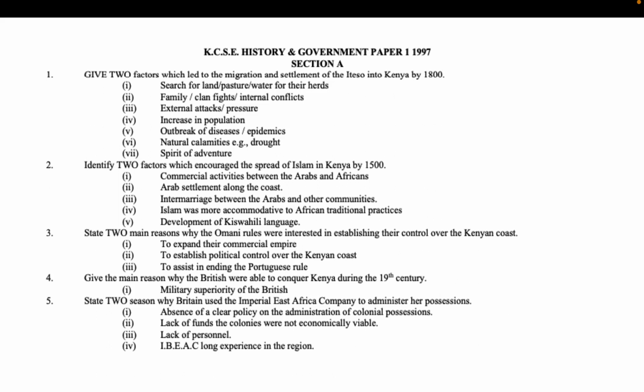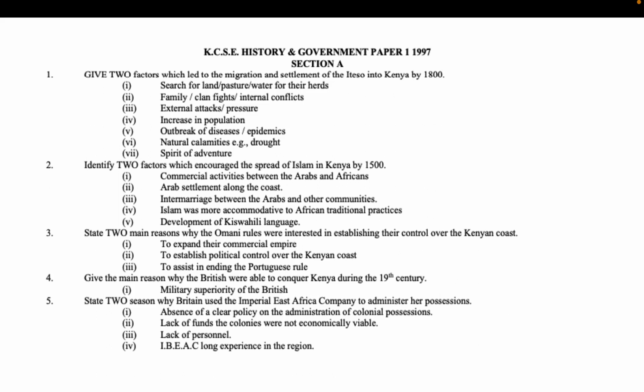VI. Natural calamities, e.g., drought. VII. Spirit of adventure. 2. Identify 2 factors which encouraged the spread of Islam in Kenya by 1500. I. Commercial activities between the Arabs and Africans. II. Arab settlement along the coast.